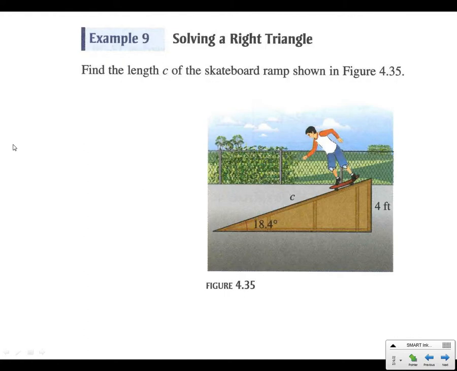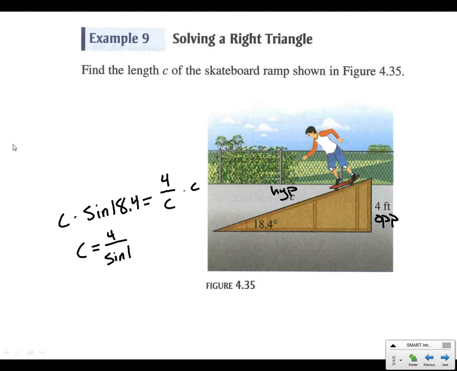All right, last one. Let's find the length of the skateboard ramp C. We know the angle is 18.4. We know the opposite is 4. C is a hypotenuse, same type of problem we've been doing. Sine is what we want because it's opposite over hypotenuse. Sine of 18.4 equals 4 over C. Okay? So let's rearrange this. We could times C on both sides and divide by sine. So C is going to be 4 divided by sine of 18.4.